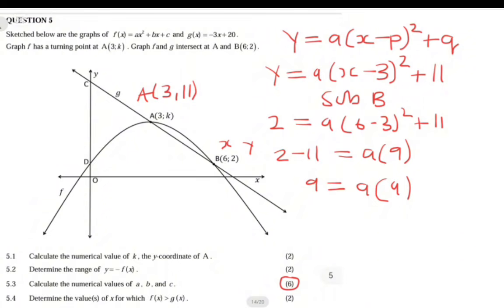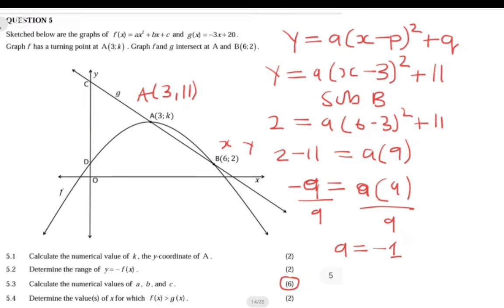So I'm dividing when it comes to the a and the 9, you know. So this is the a and then this is the 9. I'm going to divide both sides by 9, and then my a is going to be equal to, oh, this one's going to give me negative 9, guys. So 2 minus 11 is negative 9. So this one's going to give me negative 1.